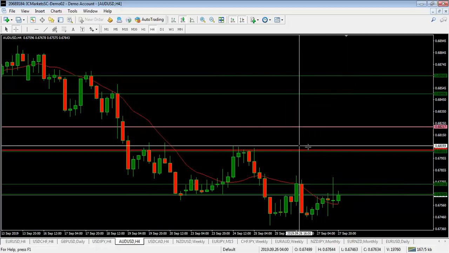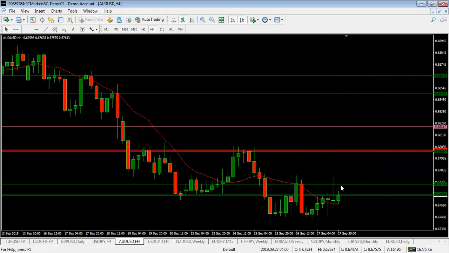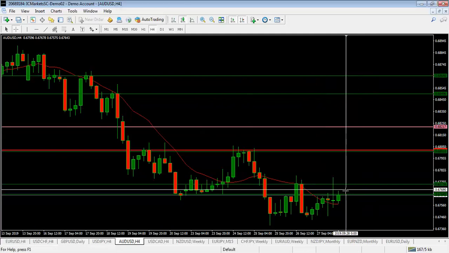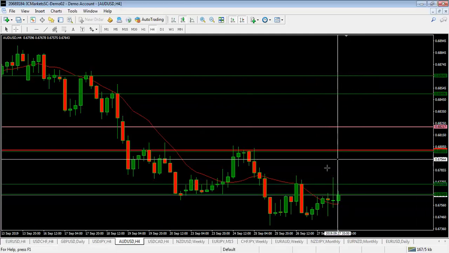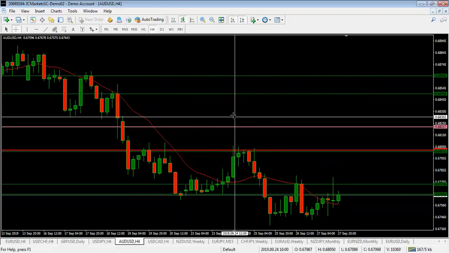If you enter from this level now, your target will be like, okay, this is 57 pips and you are risking like 30 pips. It's still a good risk reward ratio. But for me, having entered from this level and also looking at entering at this level, it is like 1 to 2, a better risk reward ratio. Okay, so that is that for Aussie USD.